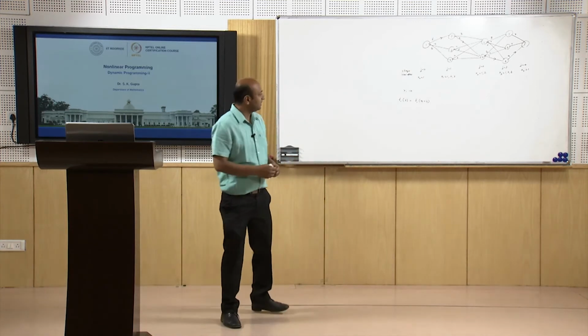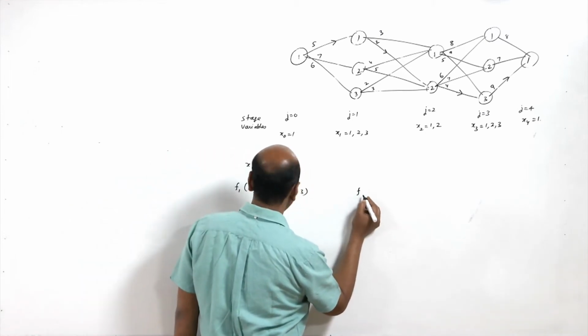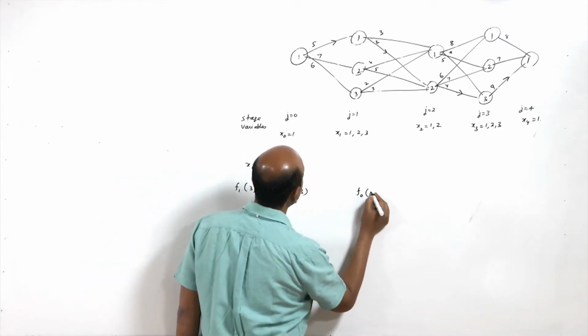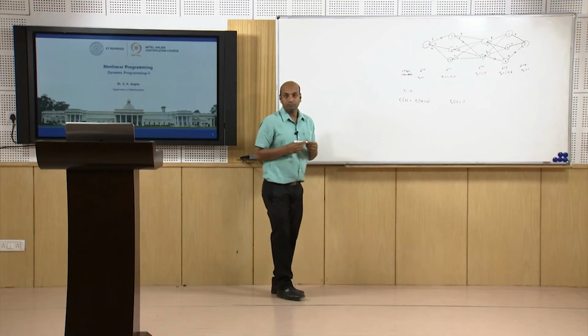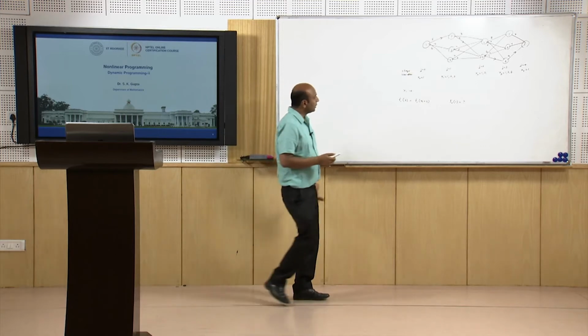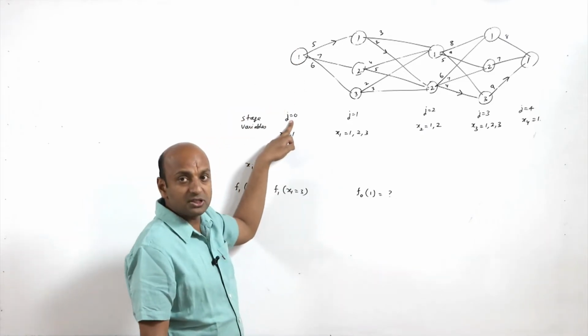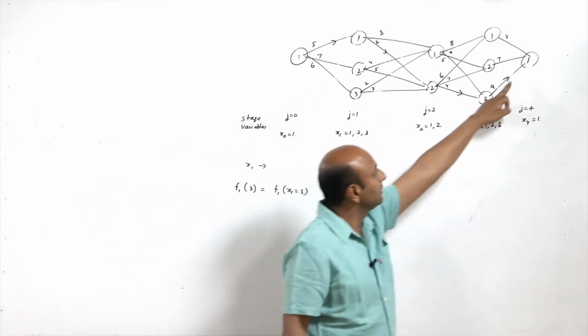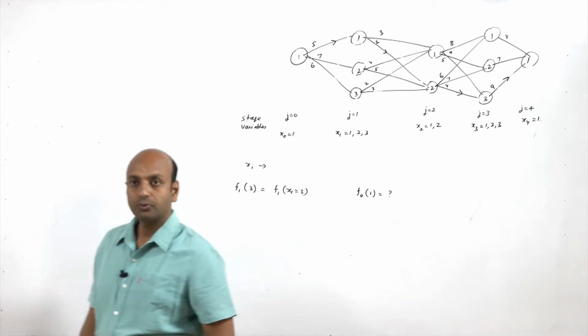So what we have to find is basically f01. This is to find the minimum path from this 0th stage to x4 equal to 1. This is to find out the minimum path length.